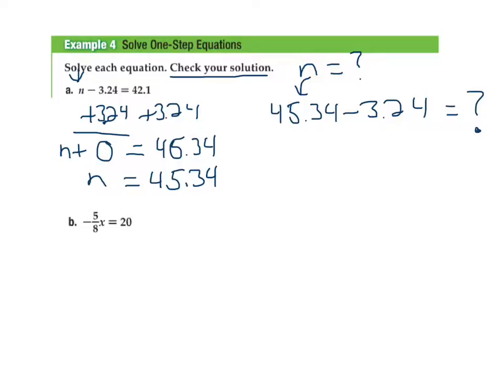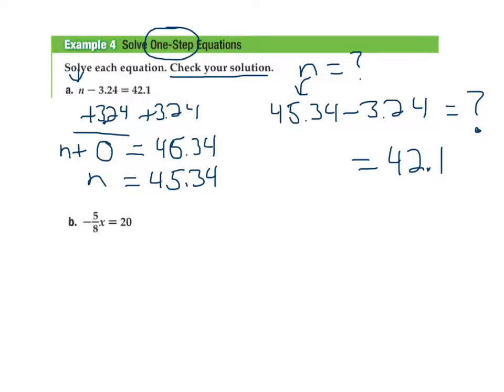And if I punch this in my calculator, 45.34 minus 3.24, I do find out that it is actually equal to 42.1, and therefore I can be confident that I have found the correct answer for n for this particular equation. Now, these are called one-step equations because it only took one step to solve it.